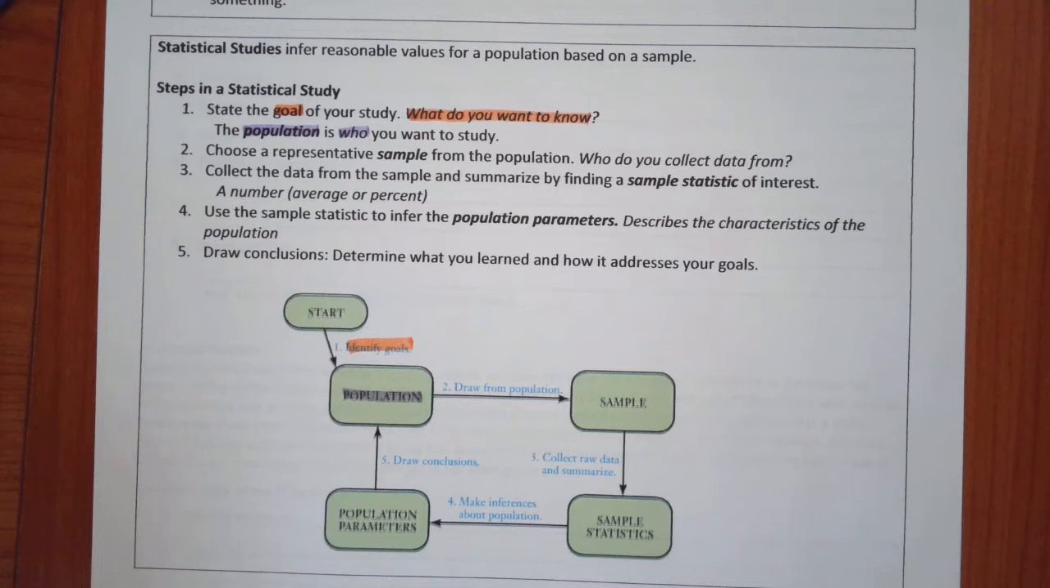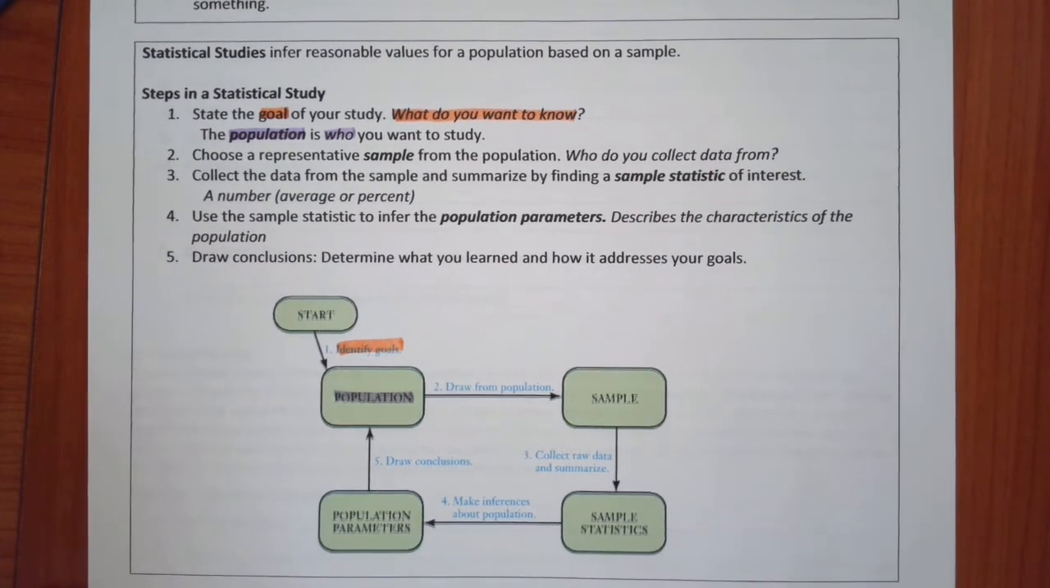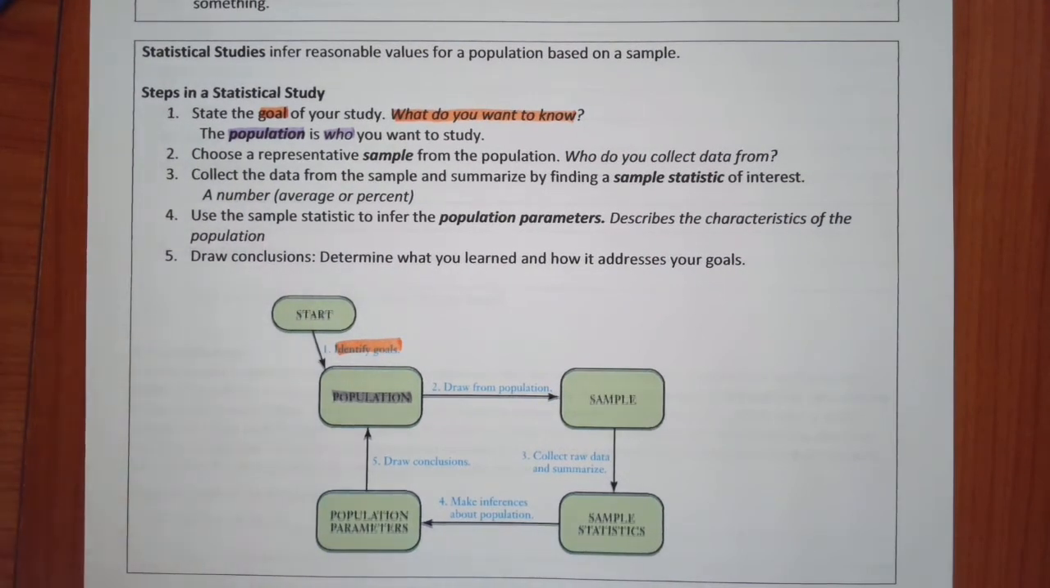Okay, say I want to know how much chocolate people eat in the United States. So that's what I want to know. The population who I want to know it from is people in the United States. So the population is going to be within your goal.